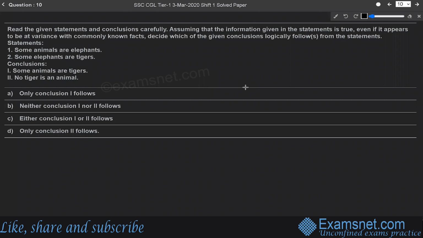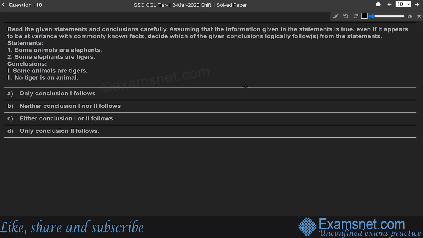Next question is, read the given statements and conclusions carefully. Assume that the information given in the statements is true, even if it appears to be at variance with commonly known facts, and decide which of these given conclusions logically follows from the statements. So let us have a look towards the statement. Statements are, some animals are elephants, some elephants are tigers. And the conclusions are, some animals are tigers and no tiger is an animal. So for this question, we have to identify which conclusion follows or which particular conclusion does not follow.